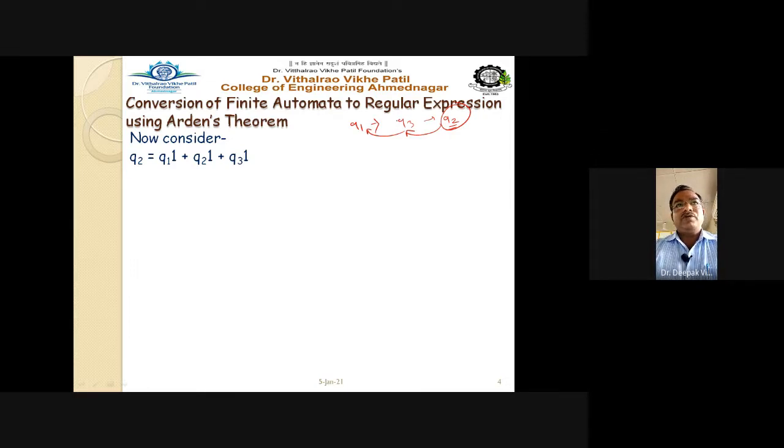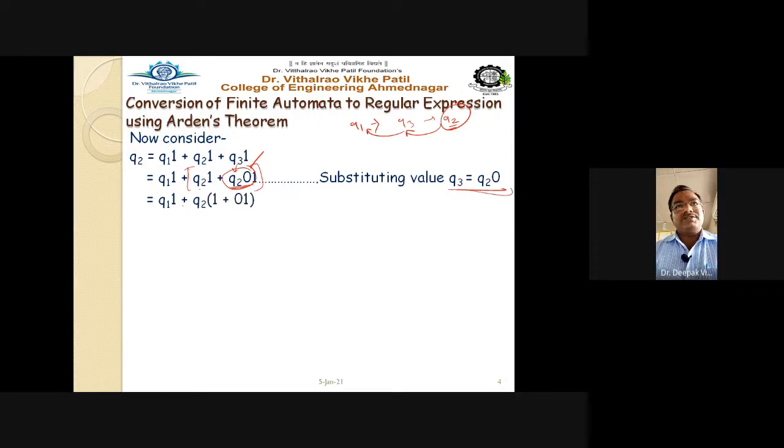See here, Q2 equal to Q1 dot 1 plus Q2 dot 1 plus Q3 dot 1. Just put the value of Q3. Q3 is nothing but your Q2 dot 0. You are substituting this value for Q3 here. So substituting Q3 equal to Q2 dot 0, from these two terms I can take Q2 common. So Q1 dot 1 plus Q2 into bracket 1 plus 0 bracket complete. Now this is your equation for Q2.